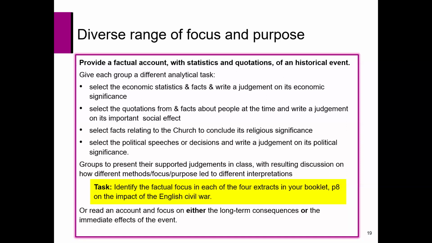One group, just select the economic statistics and facts and write a judgment on its economic significance. Another group, just the quotations from and facts about people at the time to write about its social effect. Or select facts about the church to think about its religious significance. Or select the political speeches or decisions and write a judgment on its political significance. Factual handouts could be made from the short contextual course if you're giving that, or from an event learnt in previous topics studied.